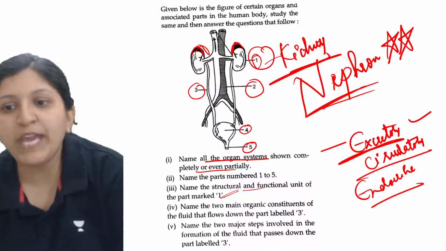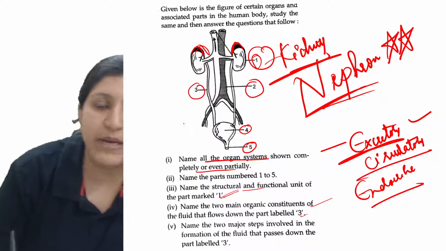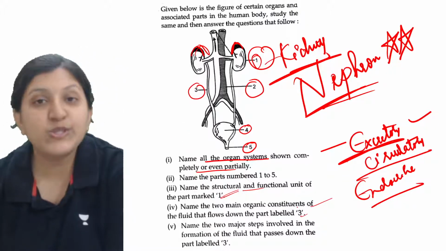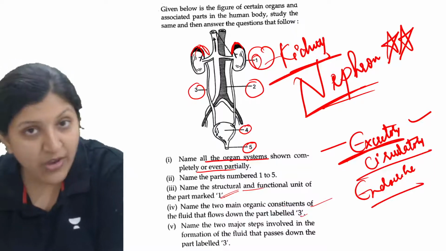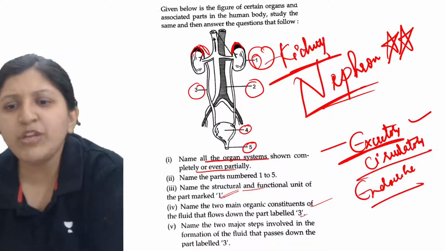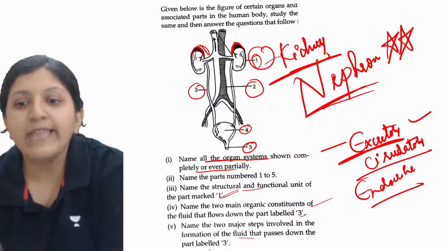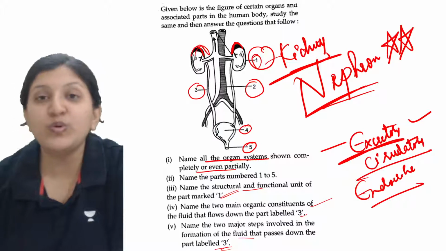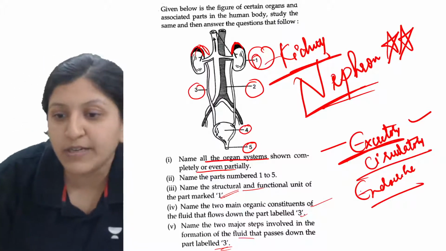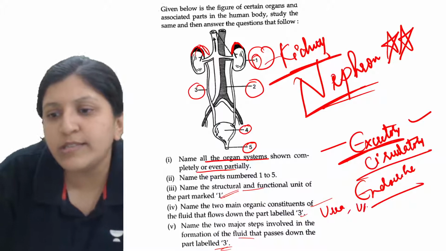Then name the two main organic constituents of the fluid that flows down through the part number 3, the ureter. So there is urea, uric acid, ammonia formation. Mainly you can find urea and uric acid. Then name the two major steps involved in the formation of the fluid that passes down. What are those two major steps followed here?